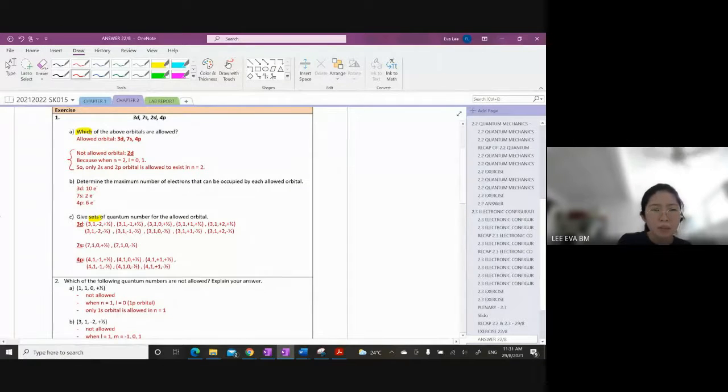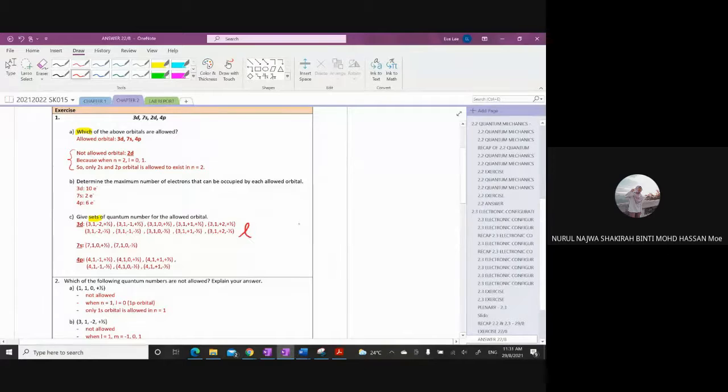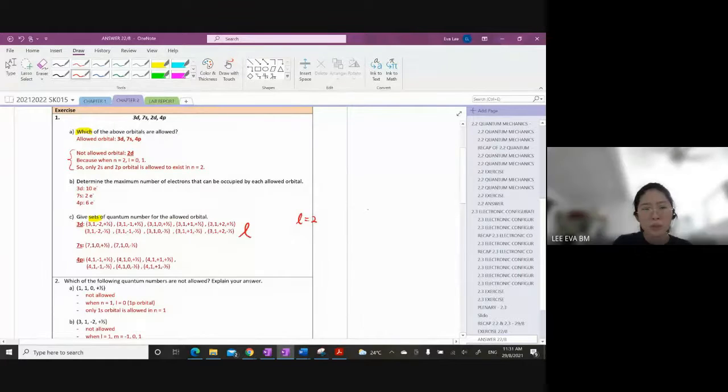Okay, for 3D over here, the L value equals to 2. So you should get 3, 2, negative 2. So dekat sini semua betul kan yang nombor ni. Ini adalah 2. Semua betul sampai jadi 2.